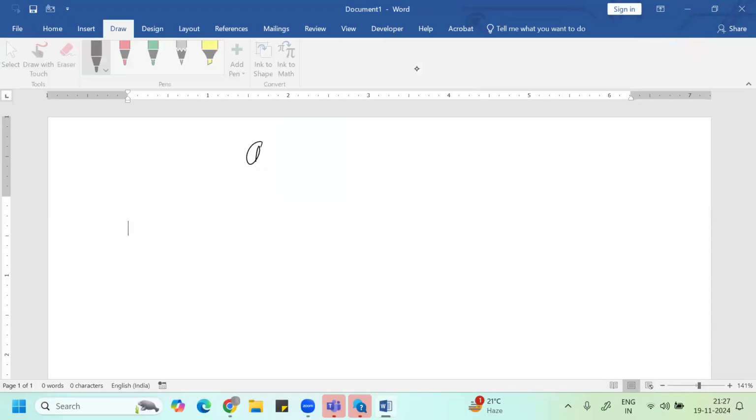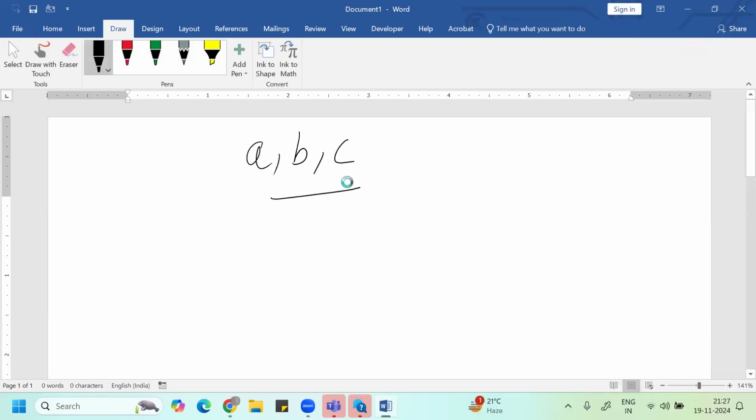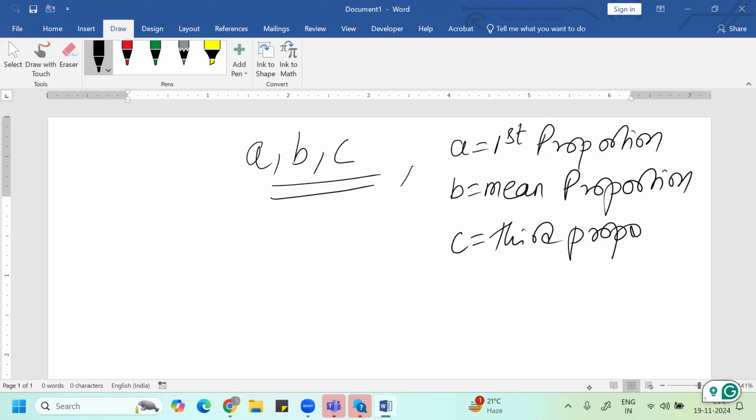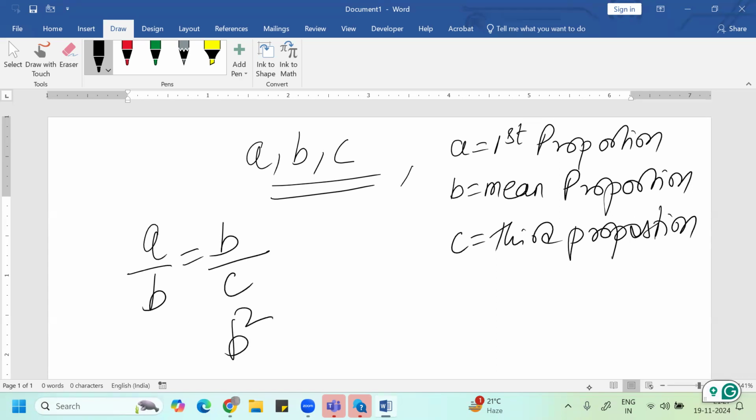So these three terms are given in proportion. If three terms are given in proportion, understand: the first term is your first proportion, the second term is your mean proportion, and the third term is your third proportion. Spelling of proportion can be wrong. So we express it like this: A by B is equal to B by C, which means B square is equal to A into C.